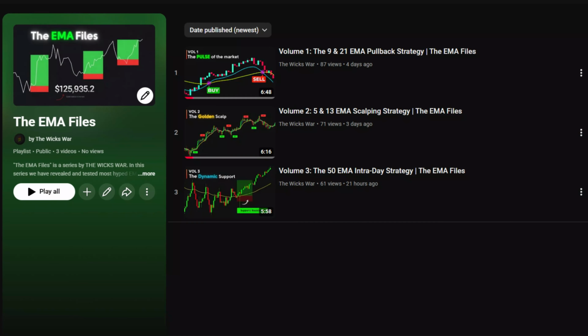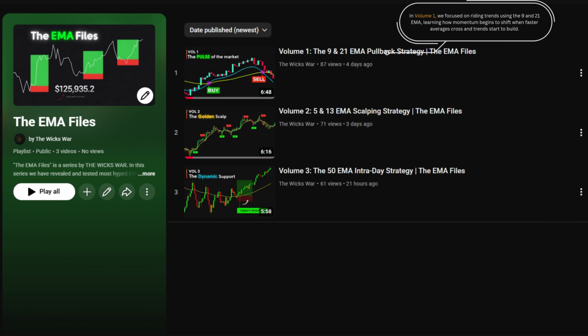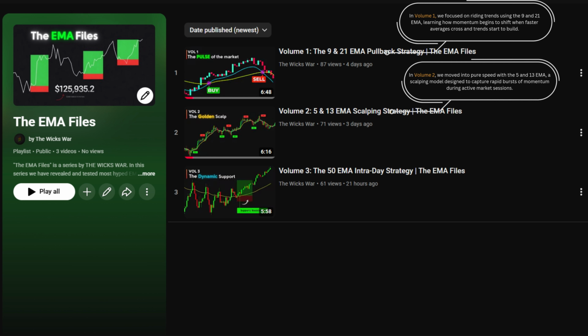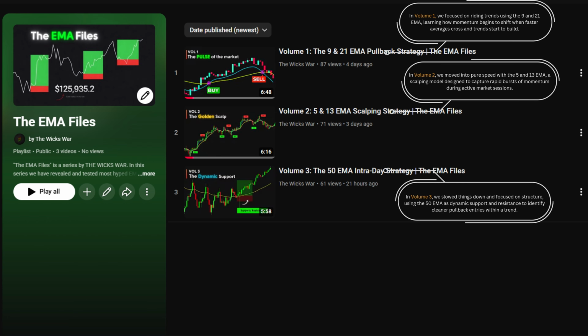In Volume 1, we focused on riding trends using the 9 and 21 EMA, learning how momentum begins to shift when faster averages cross and trends start to build. In Volume 2, we moved into pure speed with the 5 and 13 EMA, a scalping model designed to capture rapid bursts of momentum during active market sessions. Then in Volume 3, we slowed things down and focused on structure, using the 50 EMA as dynamic support and resistance to identify cleaner pullback entries within trend.